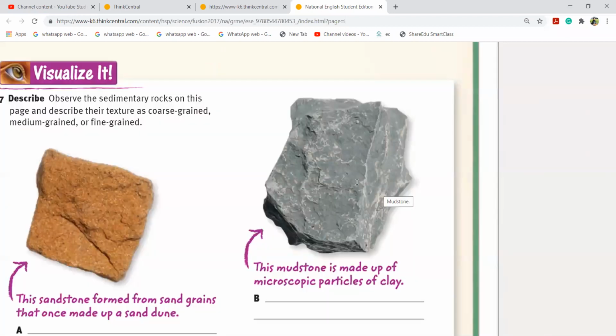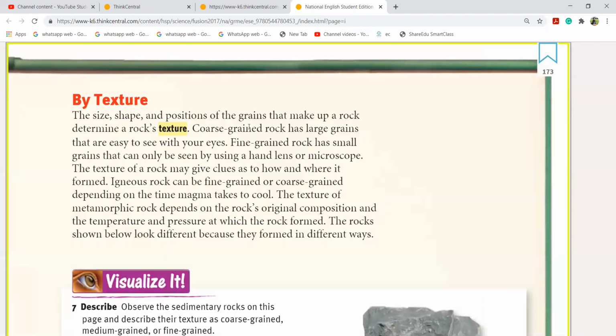Now here we said, what is the texture? It is the size, the shape and the position of the grains that make up the rock, how the grains are attached. Maybe they are big grains or small grains, or coarse. Coarse is like when you buy sugar: you have coarse sugar and fine sugar. With coarse sugar you can see small cubes, but fine is finely ground. Similarly, when you crush rocks, you can see whether they are coarse or fine. The texture of a rock may give us an idea how the rock is formed.